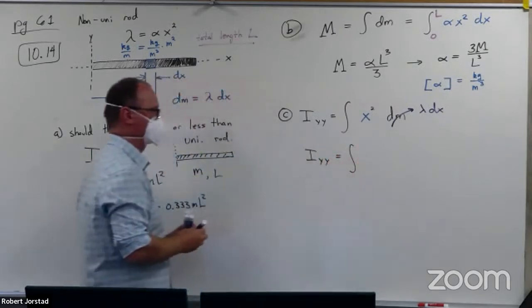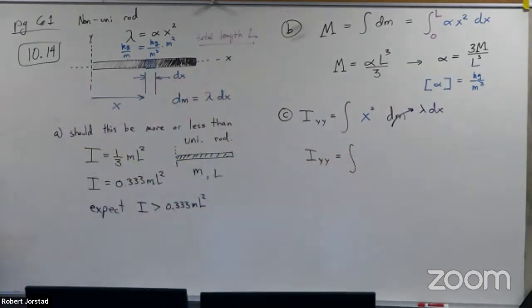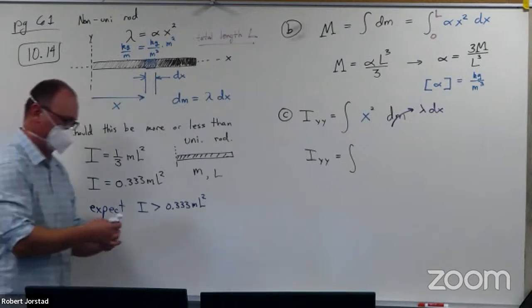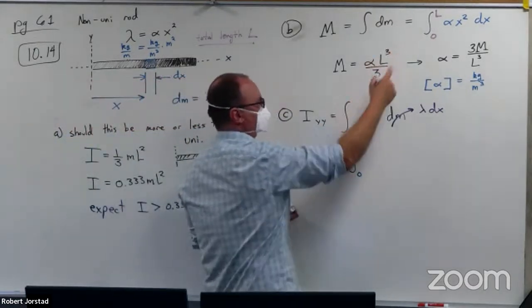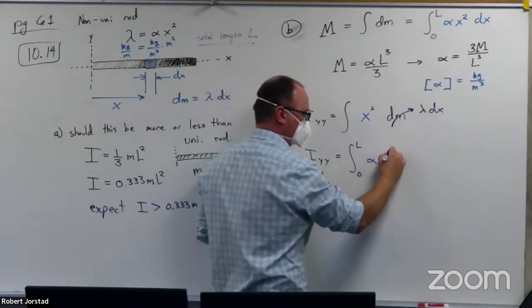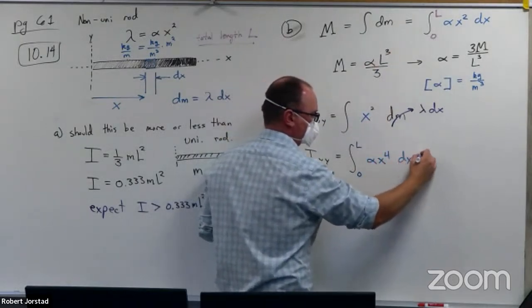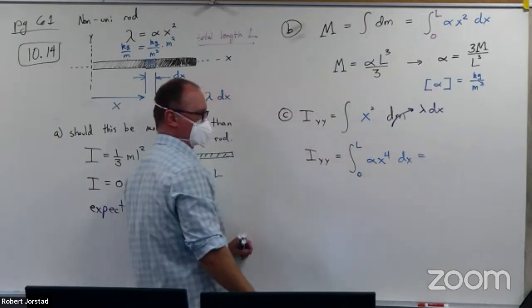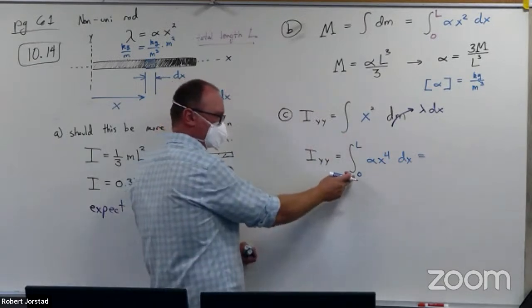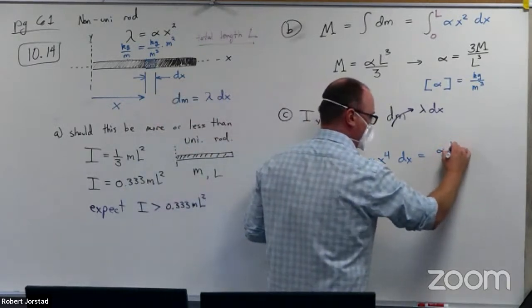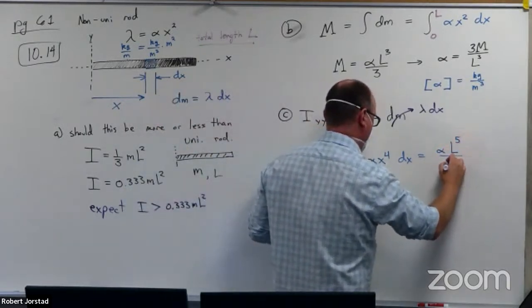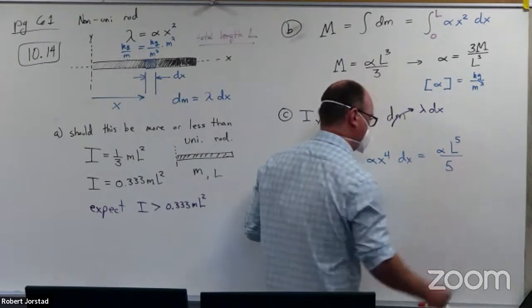What are my limits? What's the smallest value of x? The leftmost, 0 to L. x squared times alpha x squared gives me alpha x to the 4th dx. Doing a little magic math here, knowing that in this case, the 0 limit will drop out, I'm going to get alpha L to the 5th over 5.